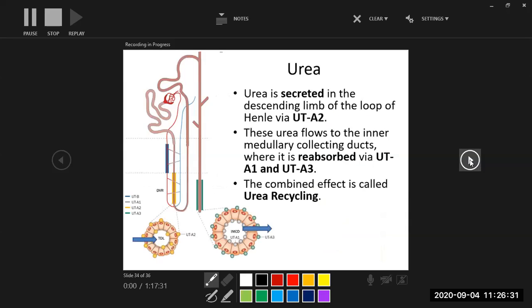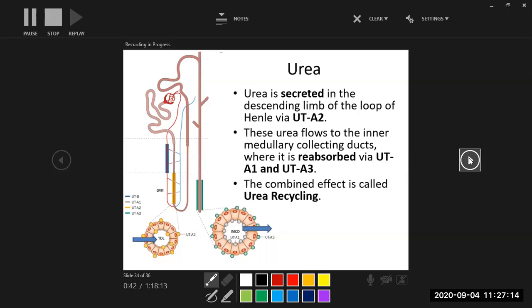So basically, this one summarizes what we are doing with the urea. Here is the loop. This is a nephron, the descending limb. We pour this urea into the tubule, and when it flows down here, we reabsorb it back. We secrete it in the loop of Henle through the UT-A2 channel. In the collecting tubule, collecting ducts, we reabsorb it using UT-A1 and UT-A3. We reabsorb them back.